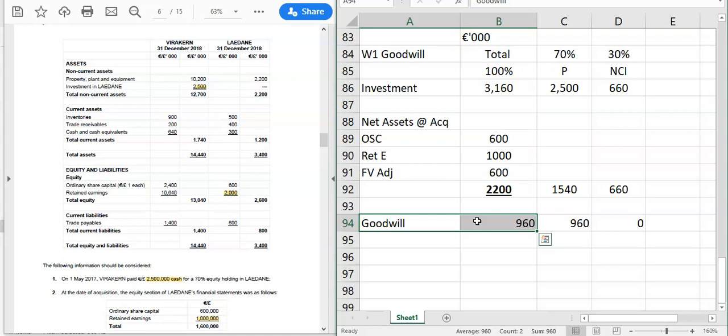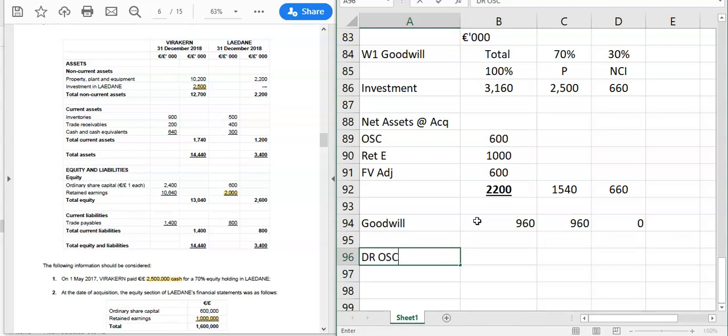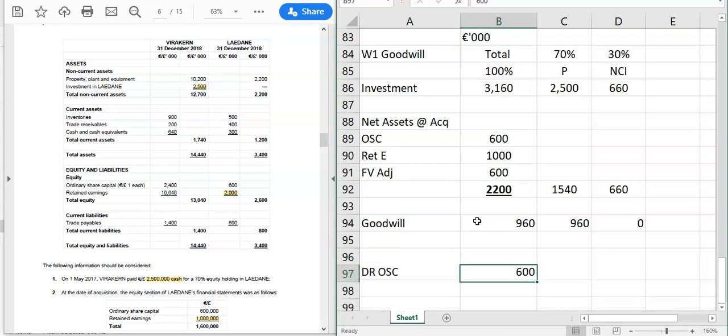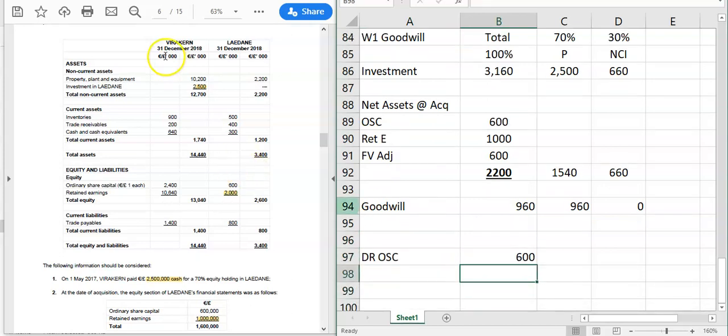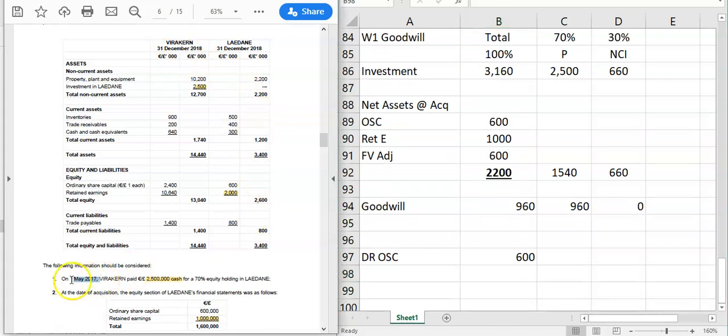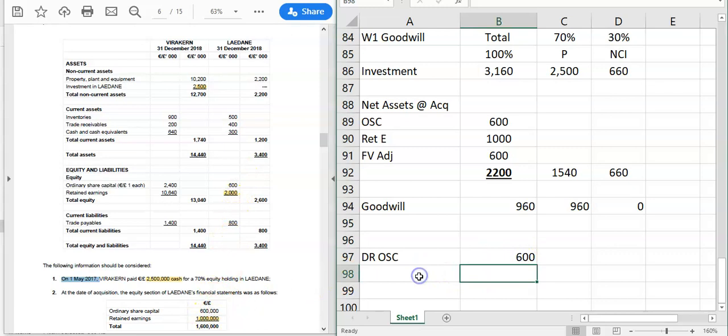Now it's not asked, but it's no harm to know in the question, what are the debits and credits? Well, the debits and credits here are, you're going to debit ordinary share capital to remove it, 600,000. So I'm dropping the last 3 zeros. We cannot debit the individual assets and liabilities here because we don't have them. This acquisition occurred 1st of May 2017. So we don't know what the assets and liabilities were. All we know is what equity was. So you remove the ordinary share capital.